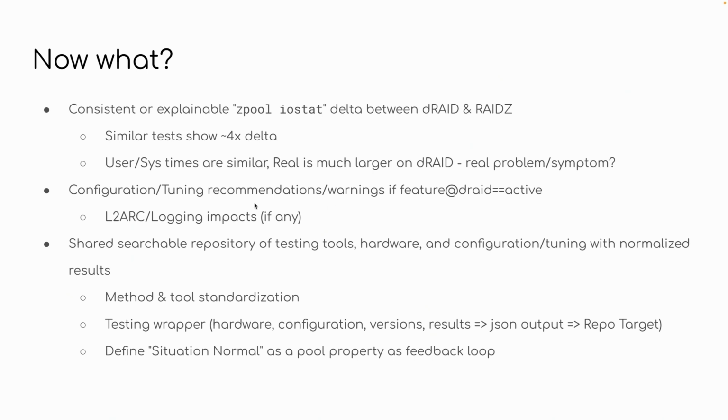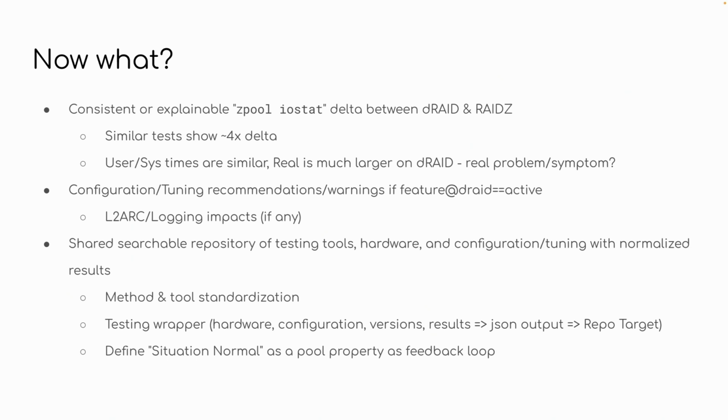Configuration and tuning recommendations, and warnings if the feature dRAID is active versus enabled, just to say, hey, you might want to consider this as we move forward. So whether it's something in the ARC that needs to be better tuned for a dRAID environment, I don't think there's anything I'm aware of that you want to do differently with dRAID other than realizing that every write's going to be the full stripe, and that's going to change based upon size. The shapes of a couple of things.